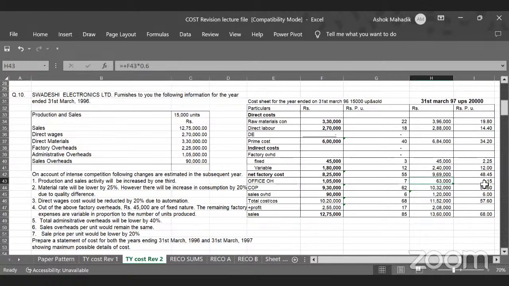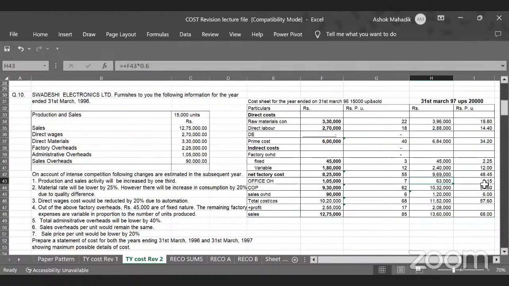Then multiply by units sold, produced and sold, 20,000. You will get the amount. Is this clear? Then add office overheads, sorry, cost of production, you get the total cost. What about sales? Sale price per unit would be lowered by 20%. So selling price was 85 minus 20%, comes to 68 into 20,000 units. You get 30 lakhs 60,000 as your sales for current year. So profit will be the balancing figure. I hope this is clear now, students.